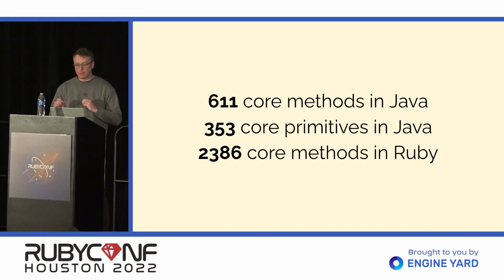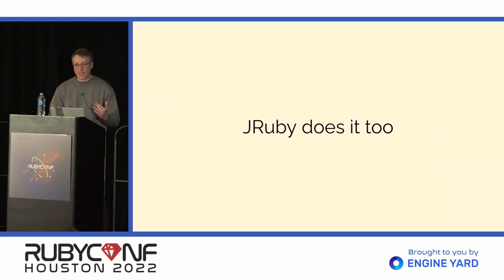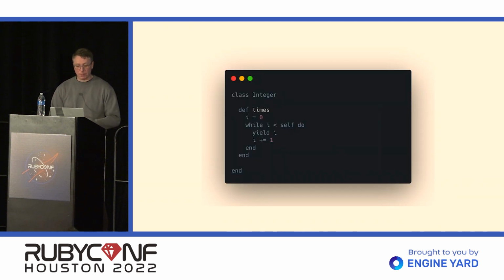And we apply some techniques to think about, do we want something in Java or do we want it in Ruby to divide them up? JRuby does this technique as well. I'm not going to talk too much about JRuby because I don't want to speak on their behalf too much. But this is a great example from JRuby, integer times. So this is a routine you might know about. And again, this is a great simple implementation. It uses a while loop and yield to implement the times method.